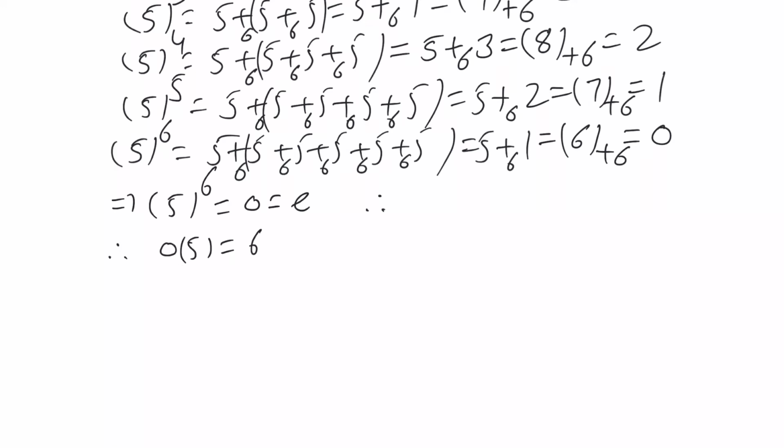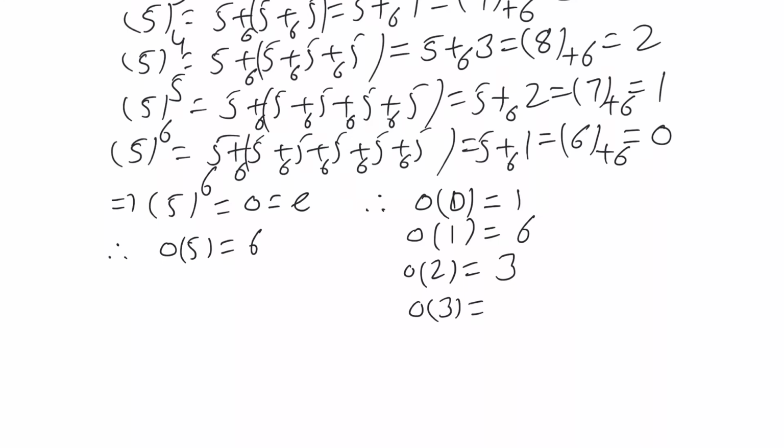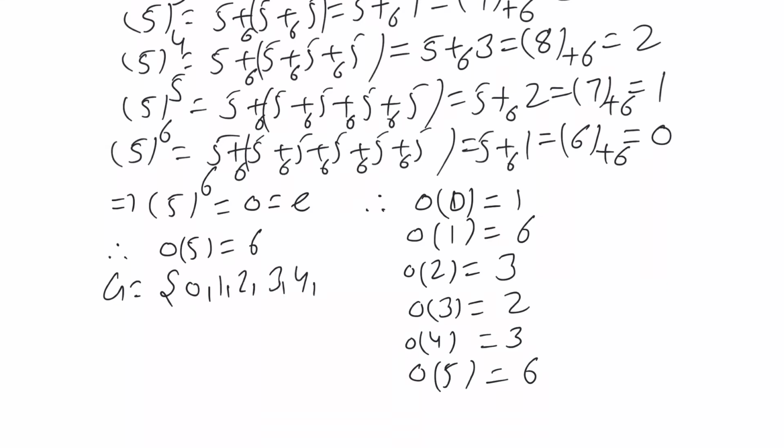Now we have determined all the orders. Order of 0 is 1, order of 1 is 6, order of 2 is 3, order of 3 is 2, order of 4 we determined as 3, and order of 5 is 6, and the group given was 0, 1, 2, 3, 4, 5. Now if we are asked what is the order of the group, then since it has 6 elements, we can count the elements 1, 2, 3, 4, 5 and 6. So it is a finite group.